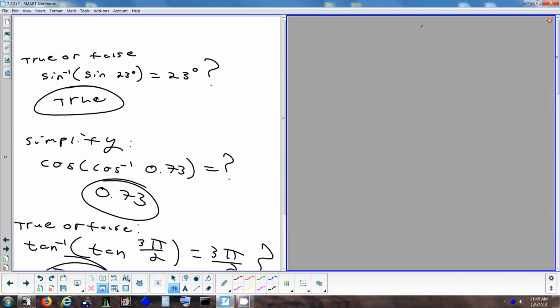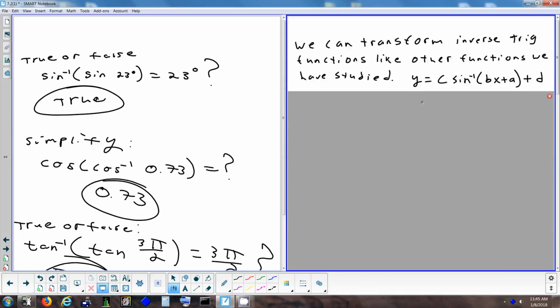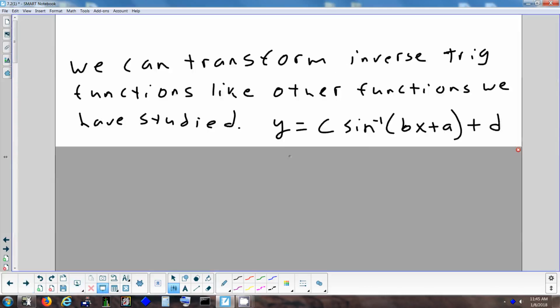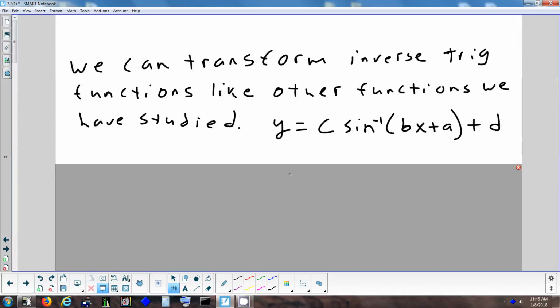So last thing. When we take an inverse function and transform it, everything works exactly the same as every other transformation we've done all year. Okay, I've written the letters again. I'm not gonna write them all, but I'm just gonna ask what each one does. What does the A do? It would take my graph and shift it which way? Left or to the right? Exactly. A is a horizontal shift.